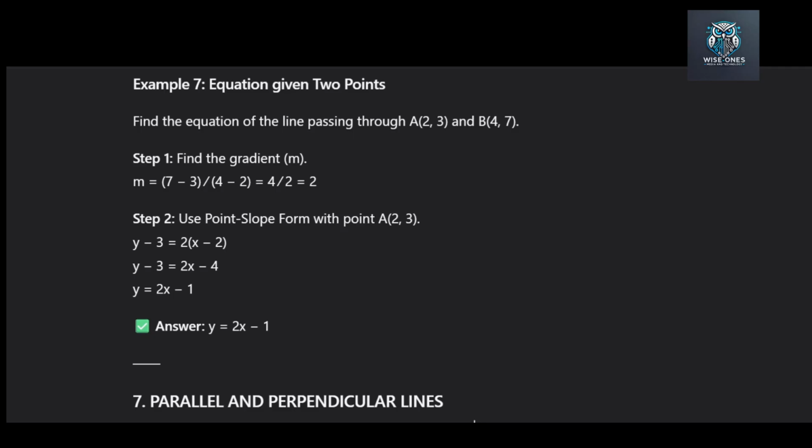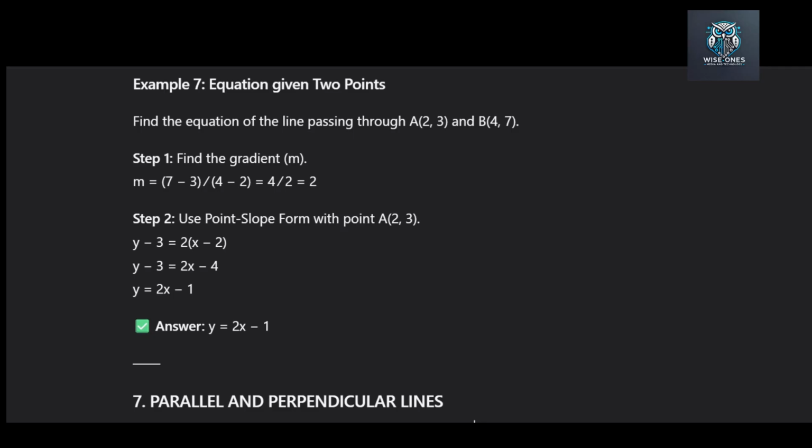Step 2. Use point-slope form with point A (2, 3). y minus 3 equals 2 times (x minus 2). Expand the bracket. 2 times x is 2x. 2 times negative 2 is negative 4. So y minus 3 equals 2x minus 4.